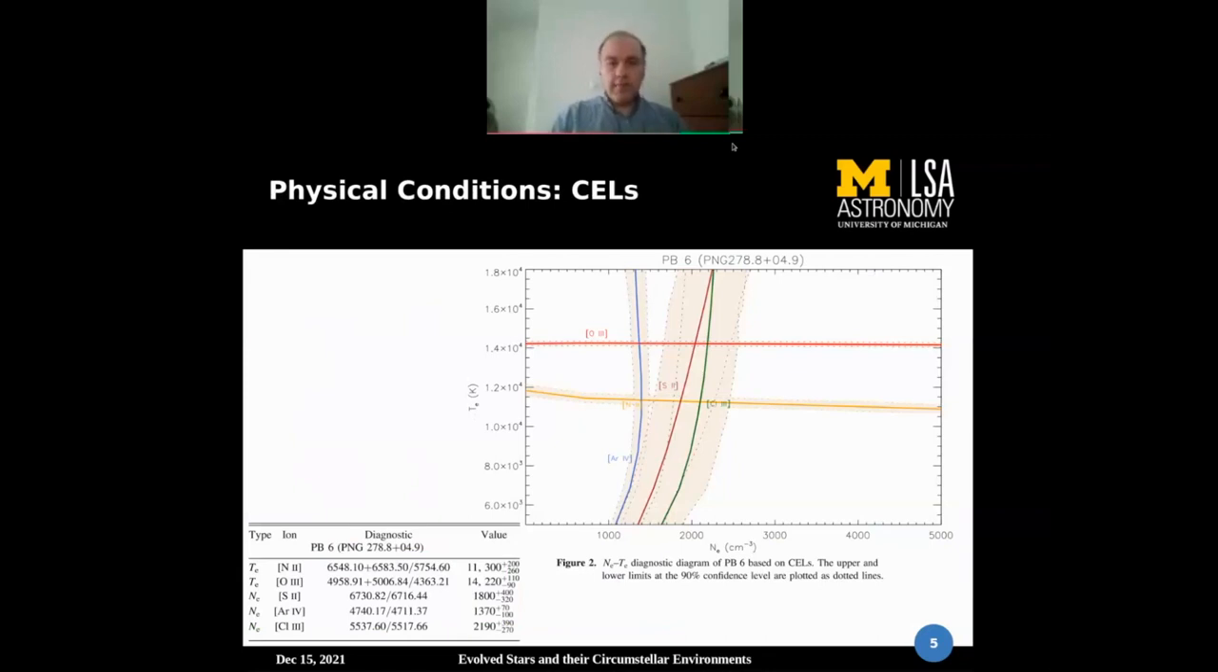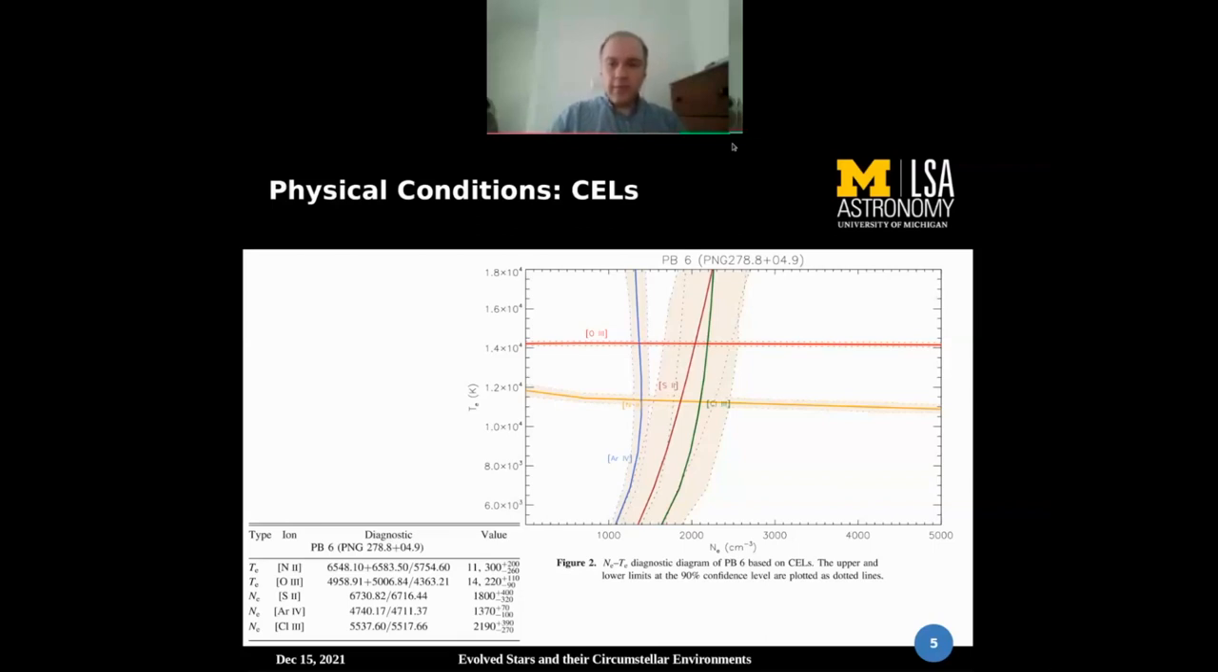And these dereddened flux emissions were used to obtain the physical conditions, and I obtained the nebular electron temperature and density from collisionally excitation lines by solving level populations, and then I propagated the uncertainty using Markov chain Monte Carlo methods. And in this figure, there is a diagnostic diagram of one of them. You can look at the other ones in the paper.